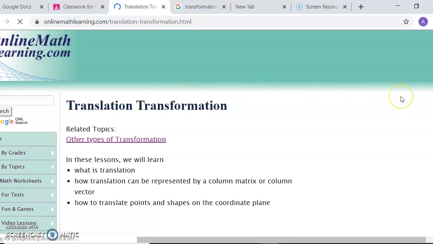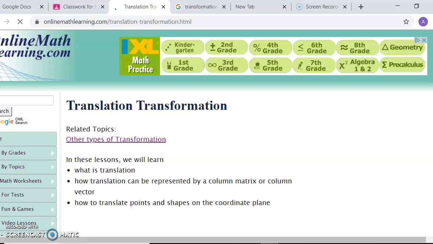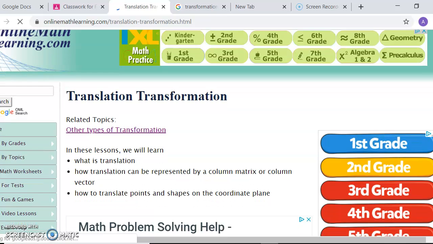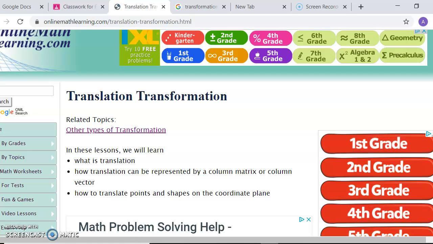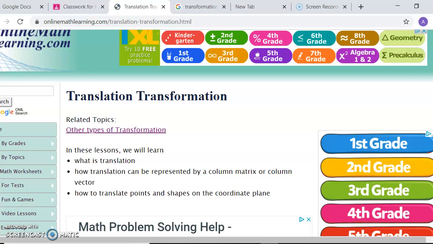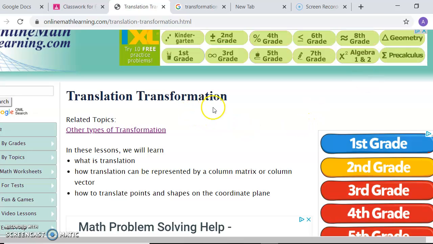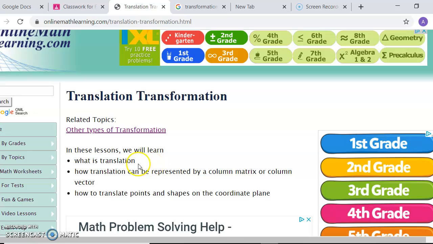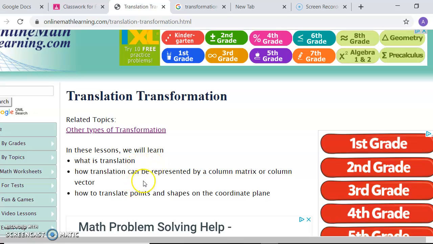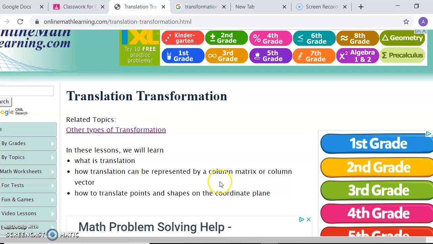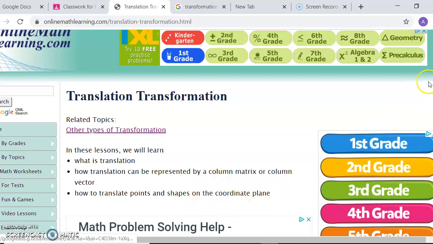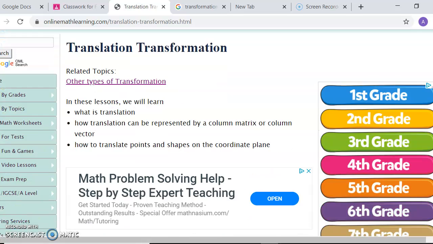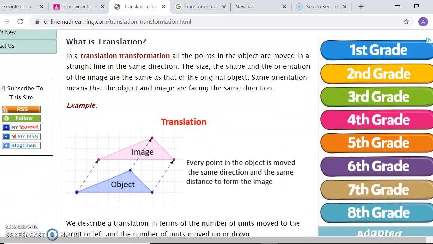When we talk about translation, the objective, of course, is to review what we have talked about in relationship to transformation. But in this particular lesson, we're going to look at translation transformation. So you will learn what translation is, how translation can be represented by a column matrix or column vector, and how to translate points and shapes on the coordinate plane. Okay, let's go ahead and take a look at this.